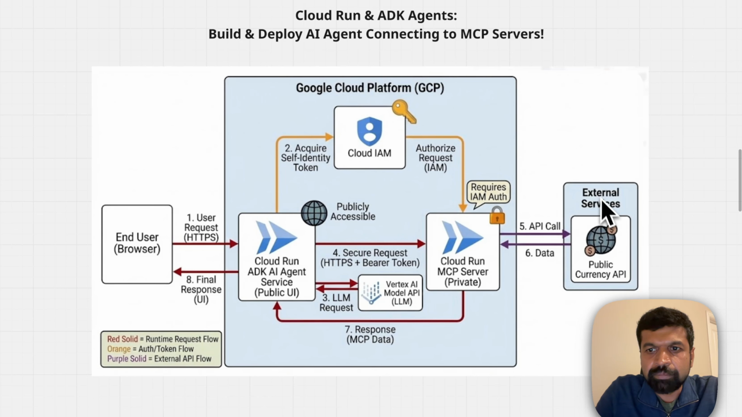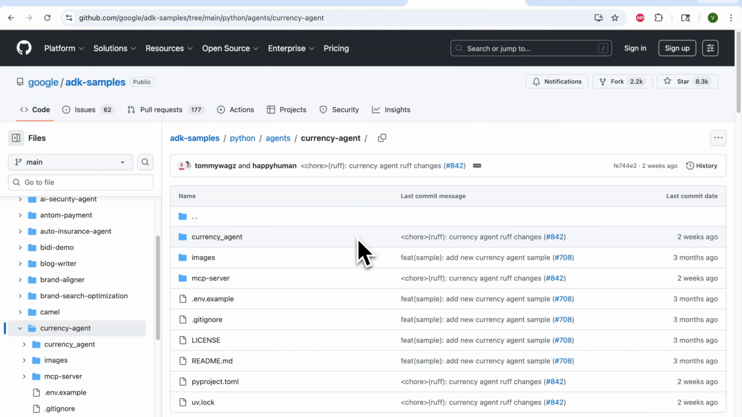And then in the next step, this external service is responding with the currency data, and the MCP server receives the response and processes it, and sends it back to the AI agent service. This AI agent service is formatting the final response and sending it back to the browser. Okay, that concludes the architecture, and now let's proceed towards the demo.